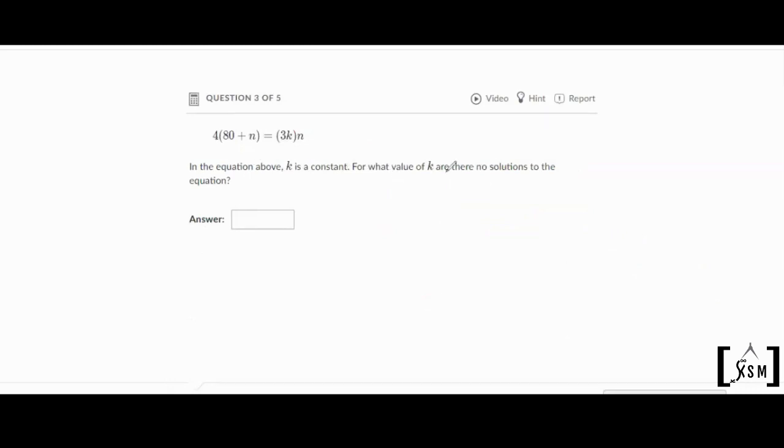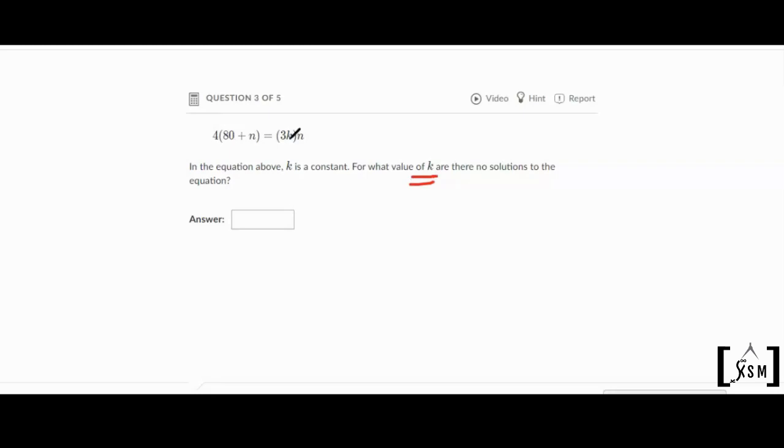Have a look at question number 3. In this equation above, k is constant. For what value of k are there no solutions to the equations? So we have to find the value of k for which there is no solutions.